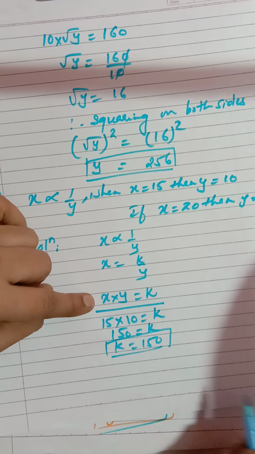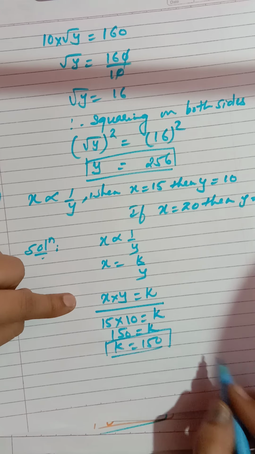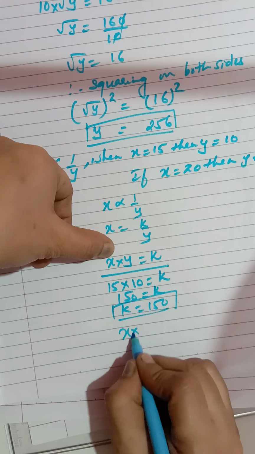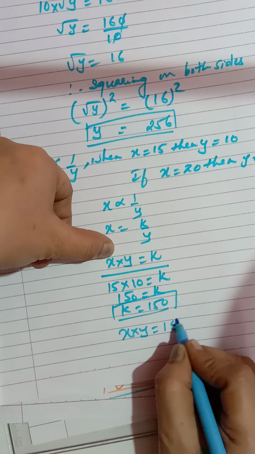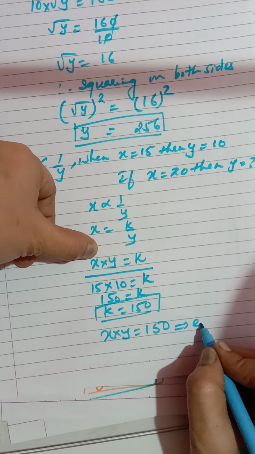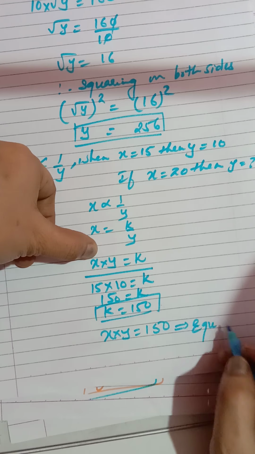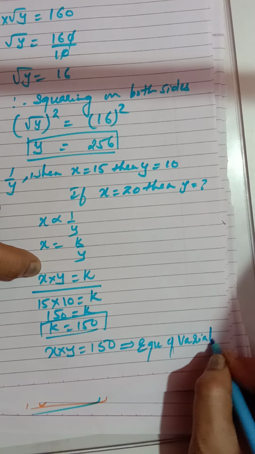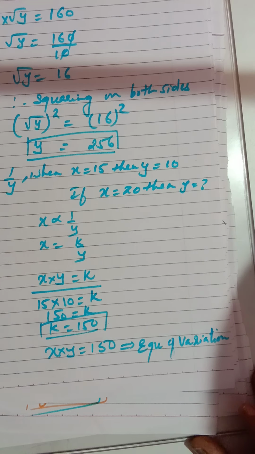Now we have got the value of k, that is okay. Now let us write the equation of variation. Equation of variation will be x into y is equal to 150. This is your equation of variation.